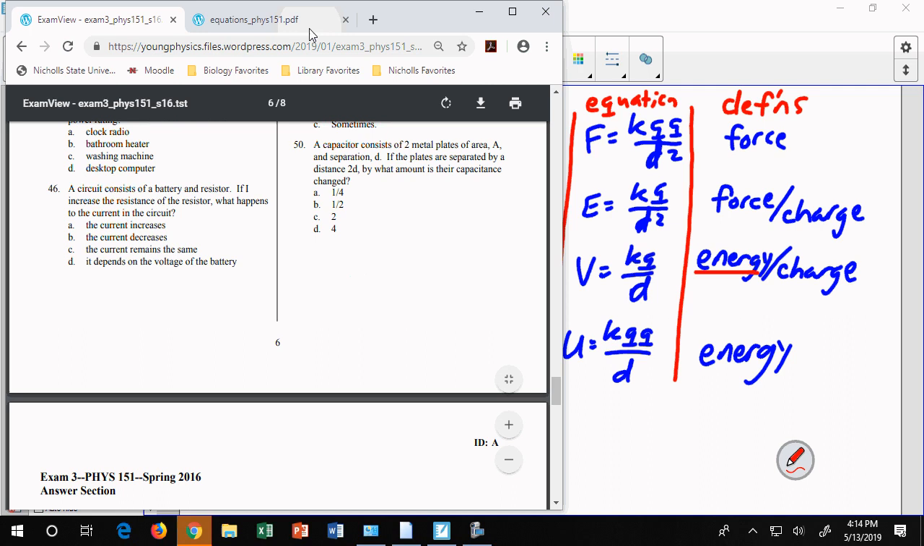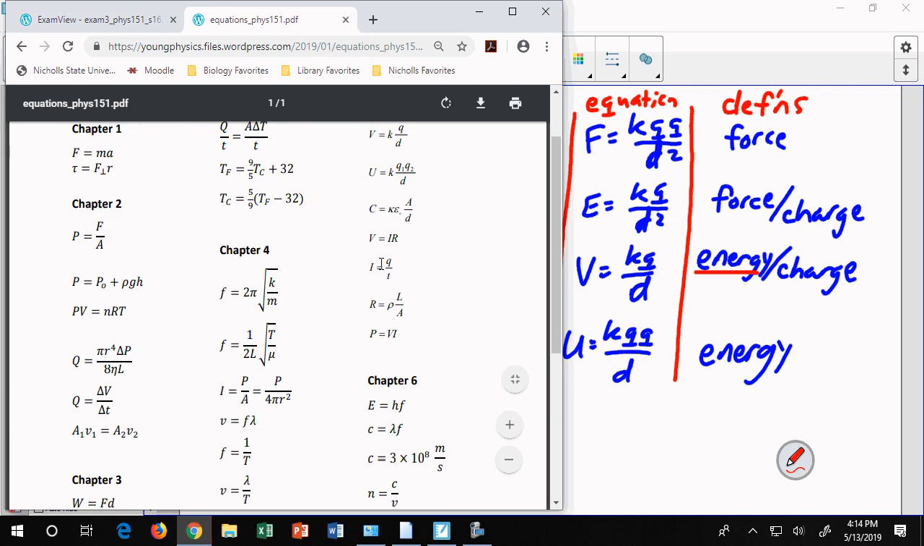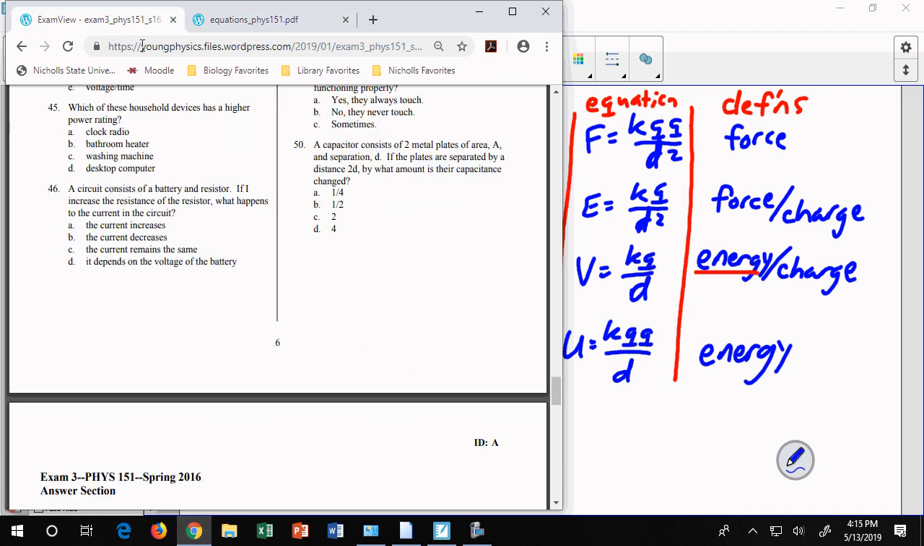Yeah, so it's about capacitance. So look over here. We got this whole business about capacitance. The C equals kappa epsilon naught A over D. So I'm going to write that here.